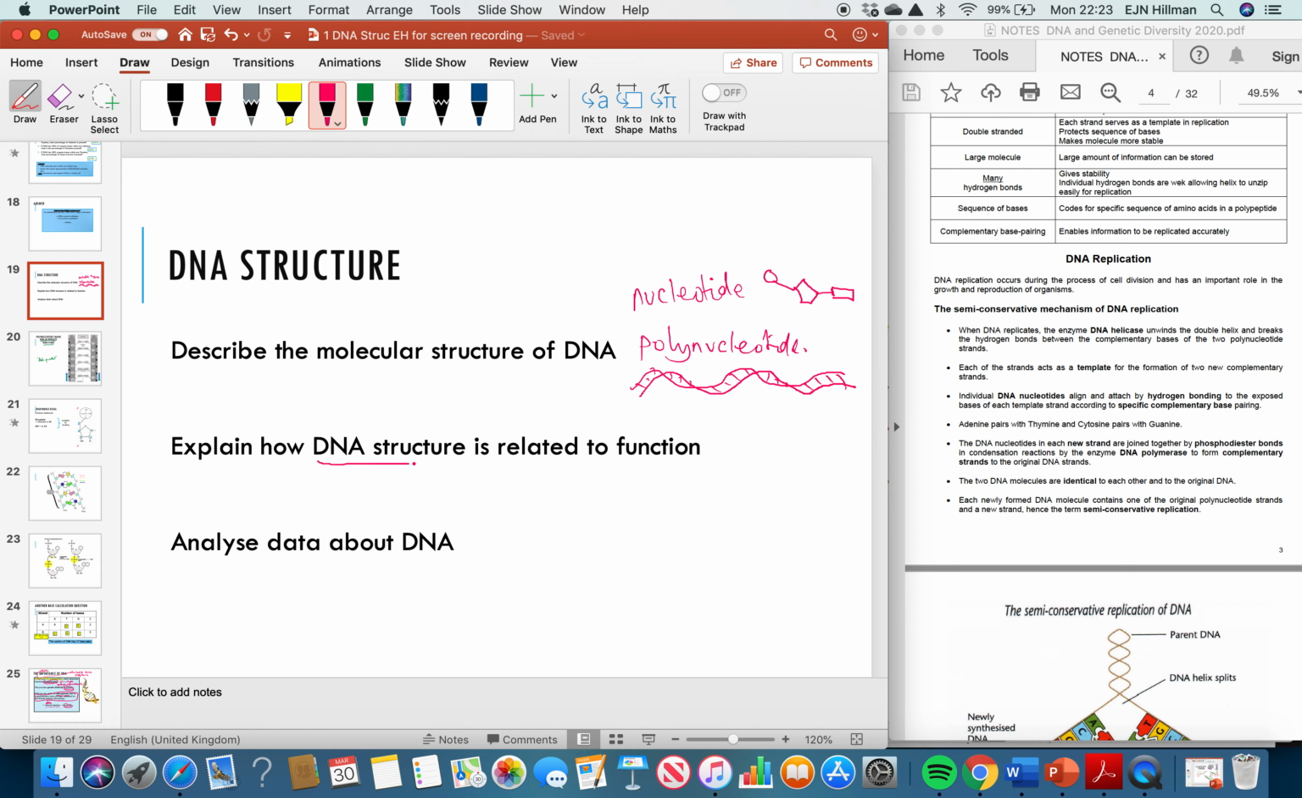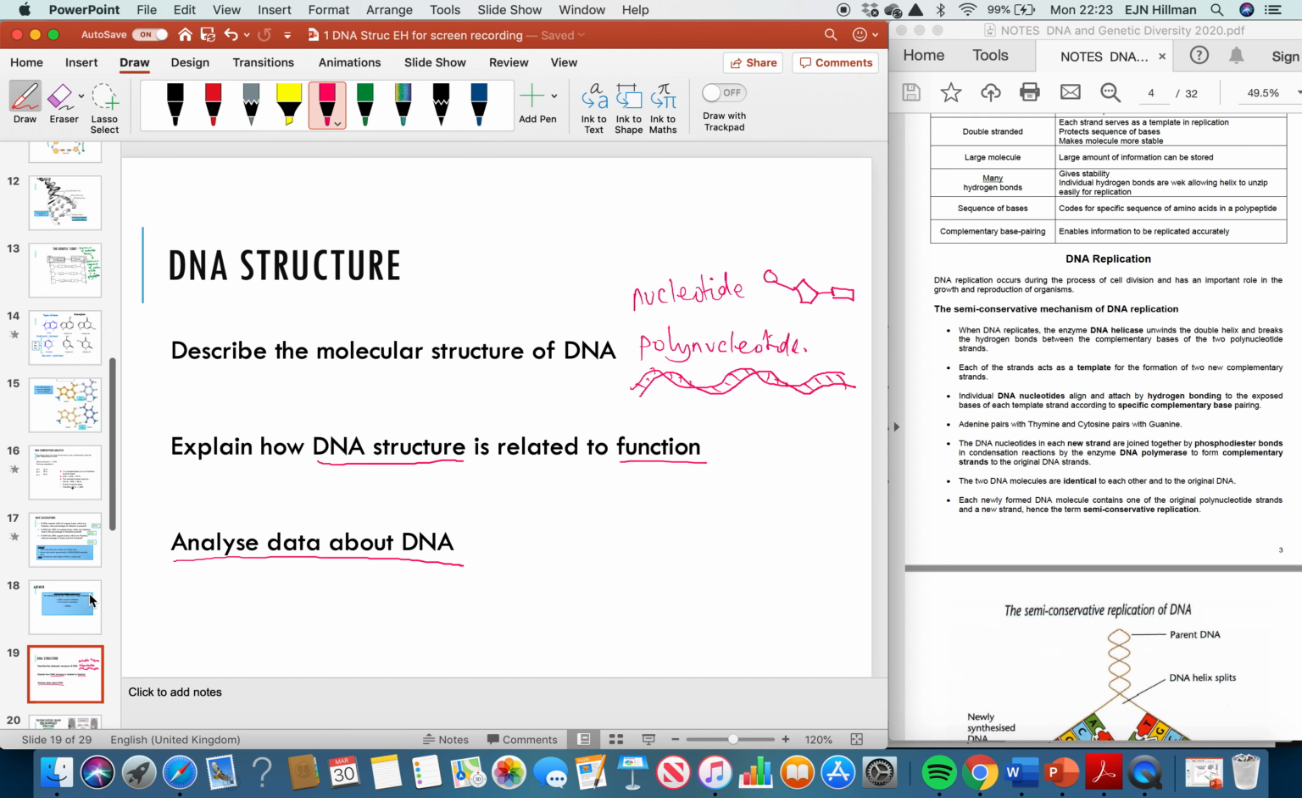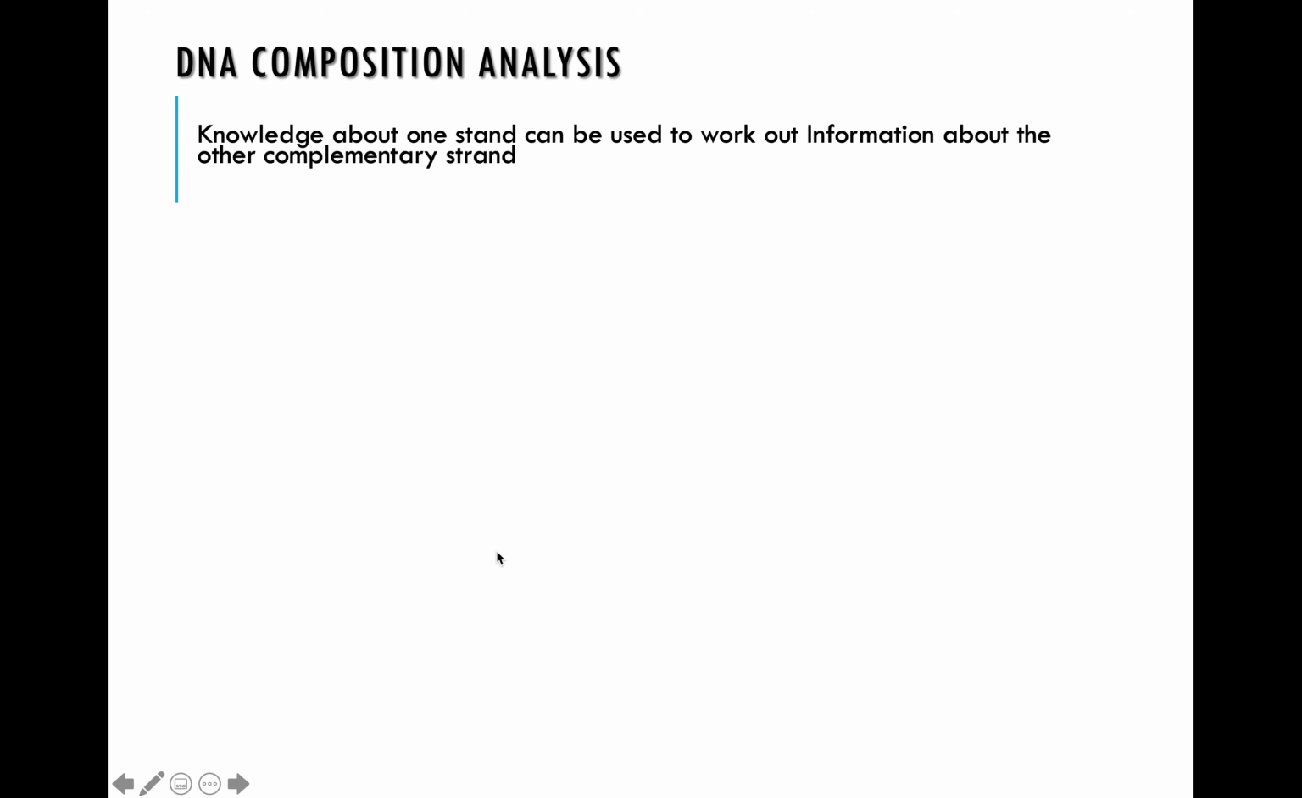We've also looked at how the DNA structure is related to function. And we've looked at some of that data about DNA. Let's just do one more example of those. Okay, for example, knowledge about one strand. Let's see the answer. So you're able to analyse the composition of DNA by knowing the information about one strand, can work out the information about the other complementary strand.